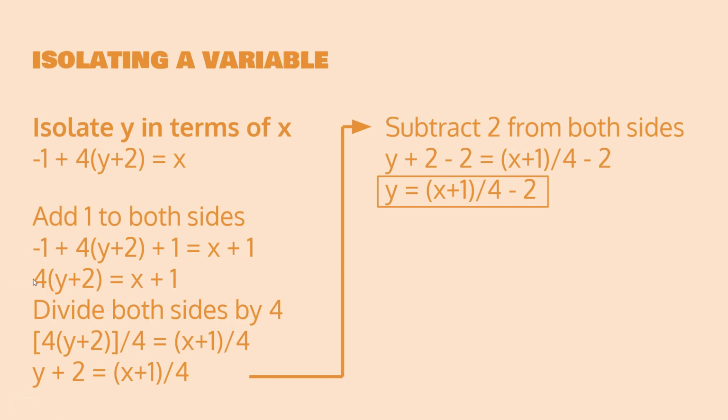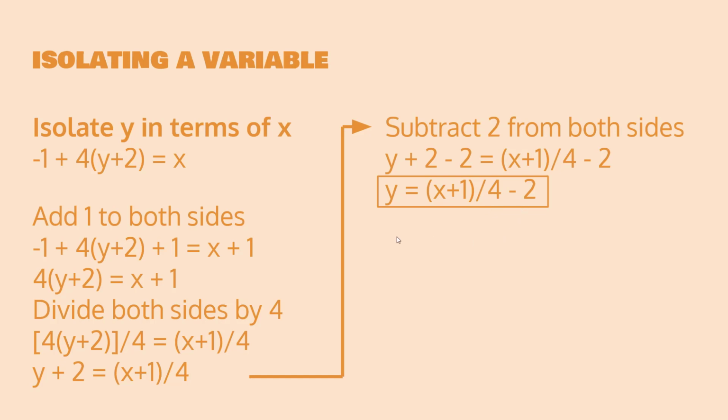So to get rid of this multiplying by 4, we can divide both sides by 4. So over here the multiplying and dividing by 4 cancel out. So we're left with y plus 2, and then over here we just have x plus 1 divided by 4. And then finally, to get rid of this plus 2, we can subtract 2 from both sides. So here the plus 2 and minus 2 leaves us with just y by itself, so y is isolated. And then on the other side we end up with x plus 1 divided by 4 minus 2.